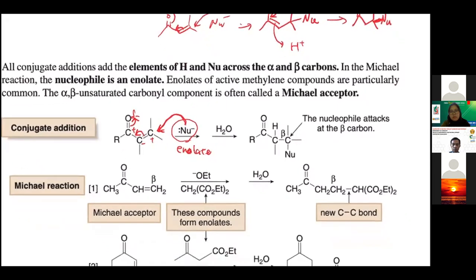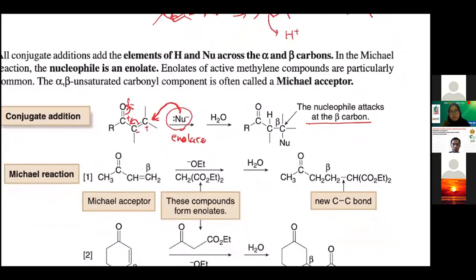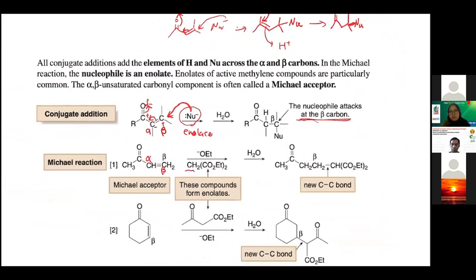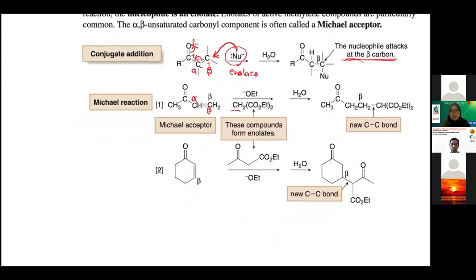Yes, the nucleophile attacks the beta carbon. This is the alpha, beta. So that's the beta carbon. This is the example. Yes, this is also reacted here, activated. So for example, CH3CO, CH2, alpha, beta, and CH minus.